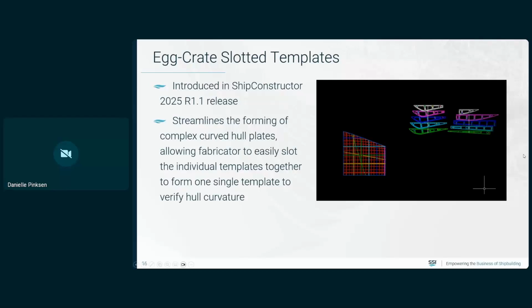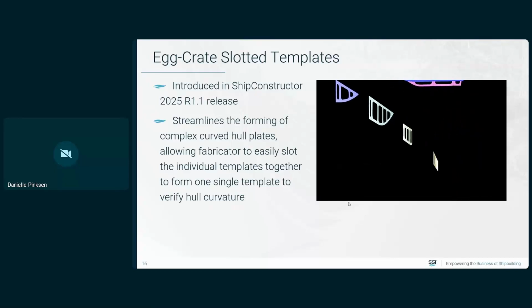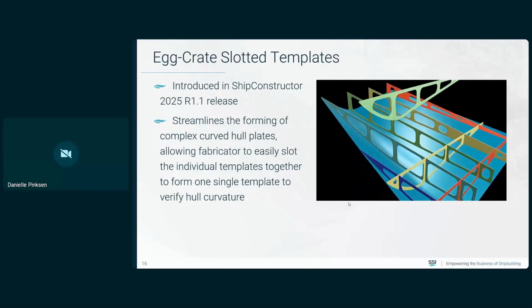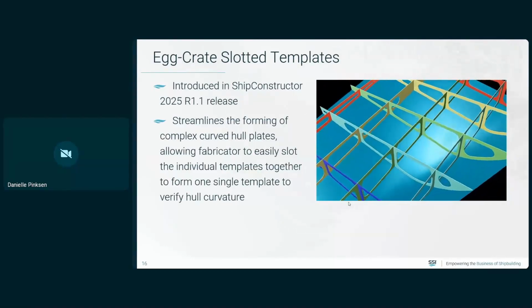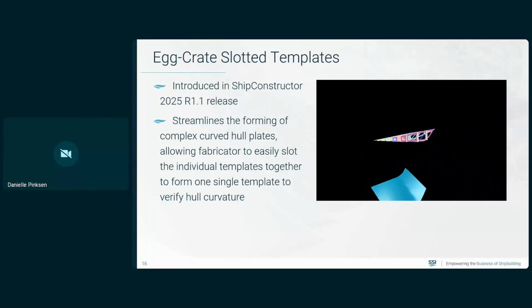And they streamline the forming of complex curved hull plates, allowing a fabricator to easily slot the individual templates together to form one single template to verify hull curvature. Actually, I have a neat demo here. As we know, hull curvature can be very complex. So having this ability to derive these templates automatically and directly from your unique hull model drastically improves the ease at which the curvature can be successfully verified, and it reduces any potential for error in the hull forming process.